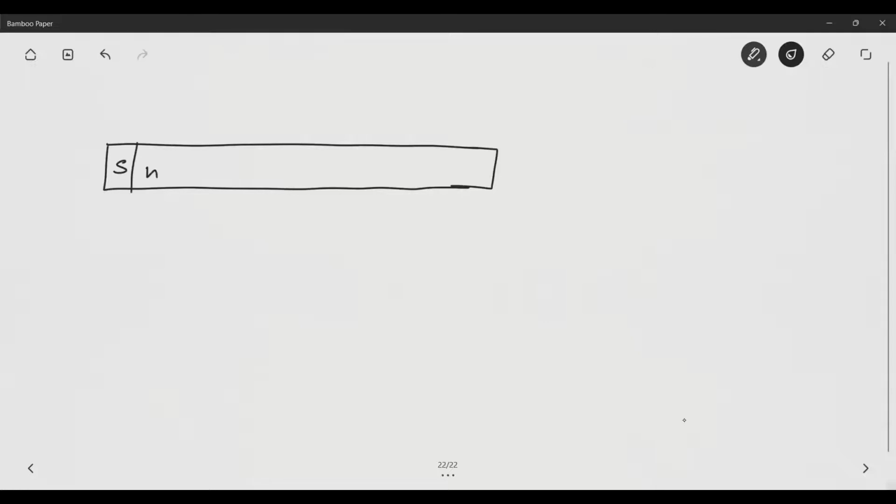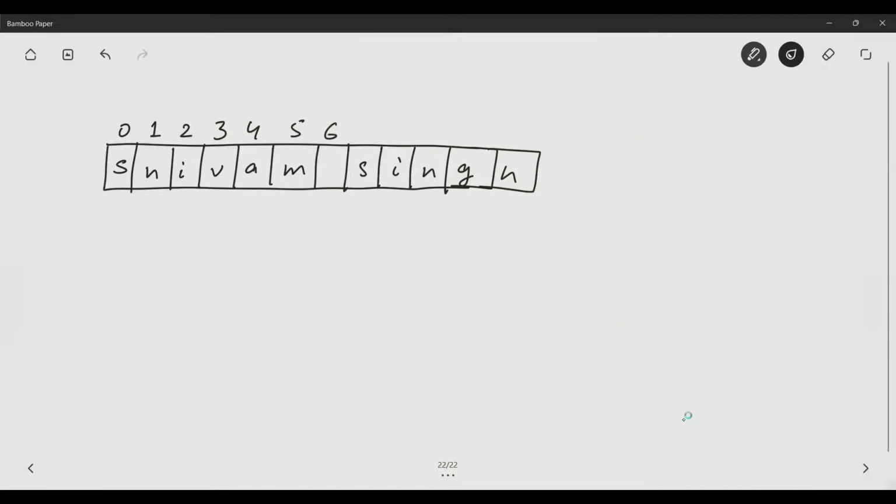So you have S H I V A M, then a space, then S I N G and then H. This is how we can do the indexing: 0 1 2 3 4 5 6 7 8 9 10 and 11. So this is how we can do the indexing. Now indexing will help us access any character.